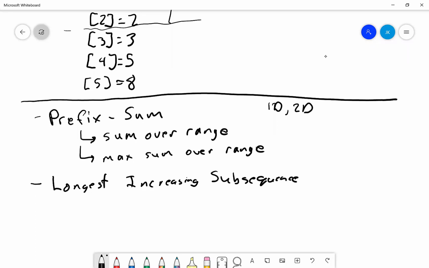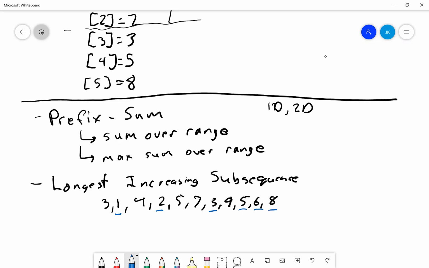Okay, and the idea here is if I've got a bunch of numbers in a list, something like that, and I want to say, what's the longest increasing set I can get? Well, as an example, I don't know if this is the longest or not, but I can go 1, 2, 3, 5, 6, 8. So that's a sequence.